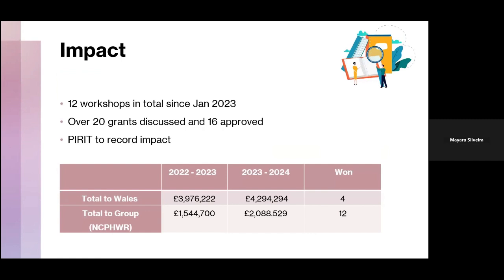So what was the impact of our workshops? Since January 2023, we have run 12 workshops in total and discussed 20 grants. 16 of those were approved. I use Spirit to record the impact, which is a very helpful tool. I input everything that I recorded from the Padlet and any other impressions or comments that I have on the period. And here are the amounts, as you can see.